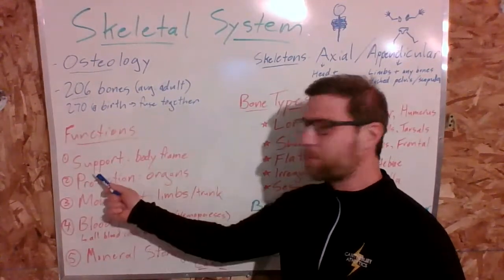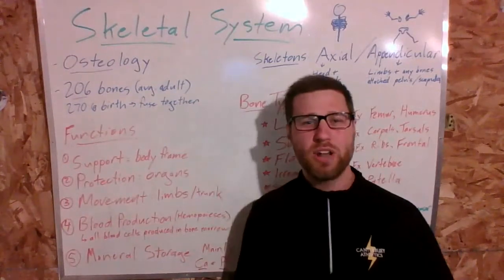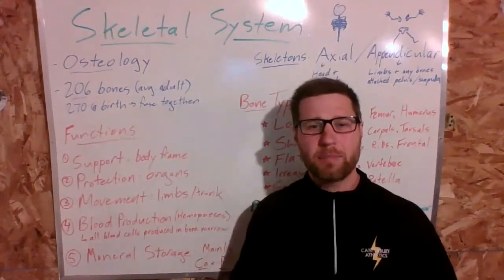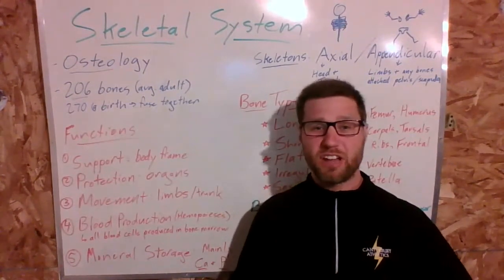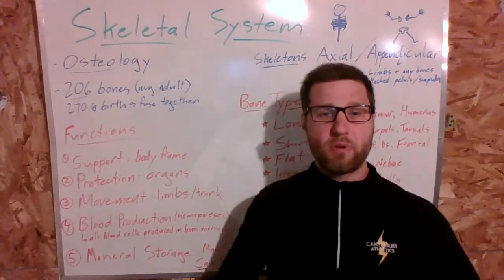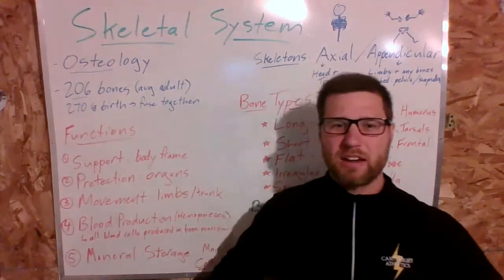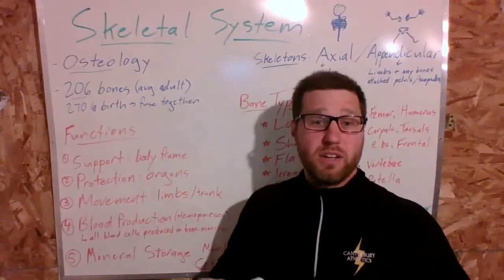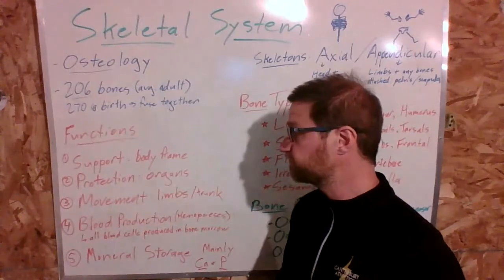Number 1 is support. Just like that frame we talked about, your body has a frame to attach muscles and organs to. It also just allows you to be upright. It's really that structure, that frame, that allows your body to be what it is. So support is function number 1.